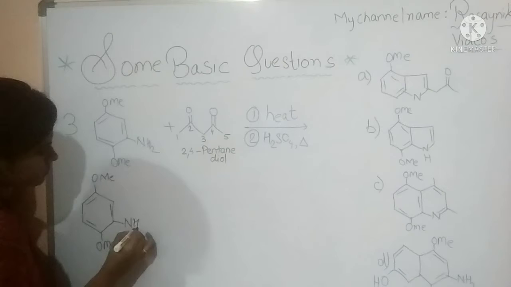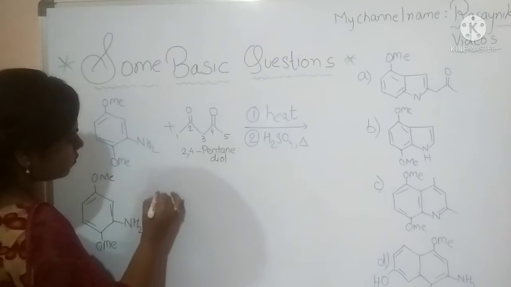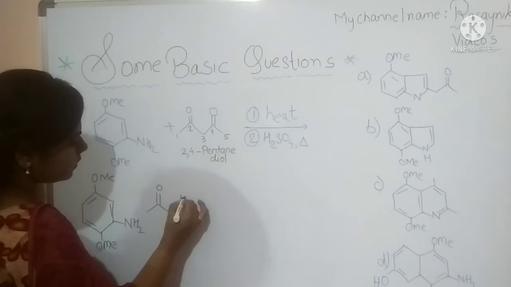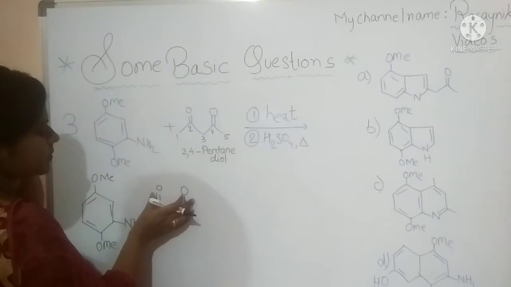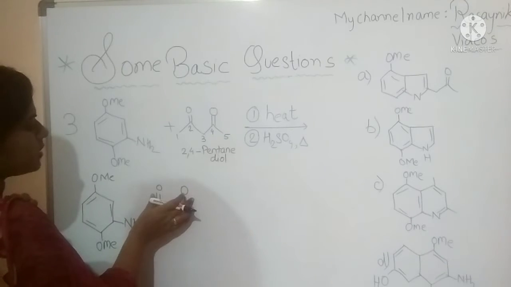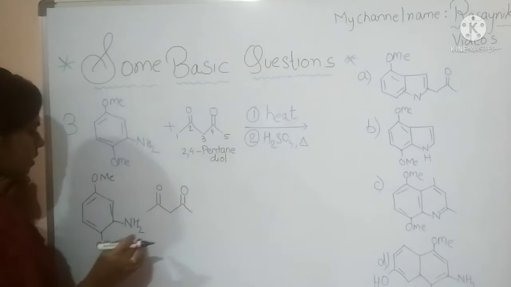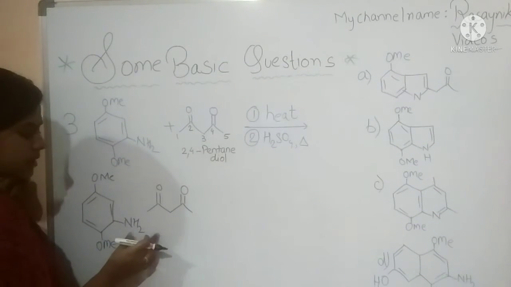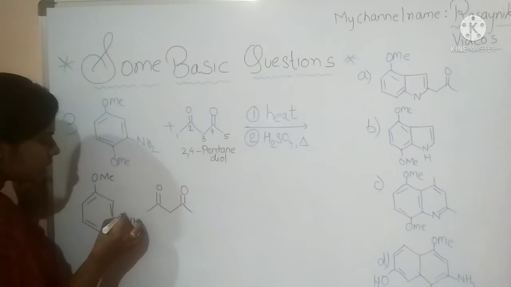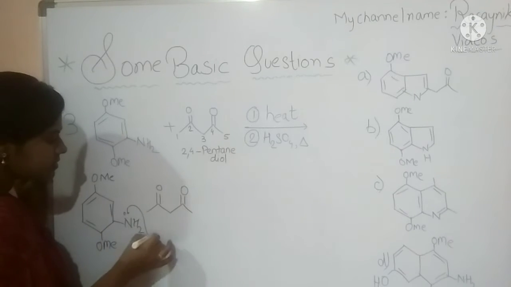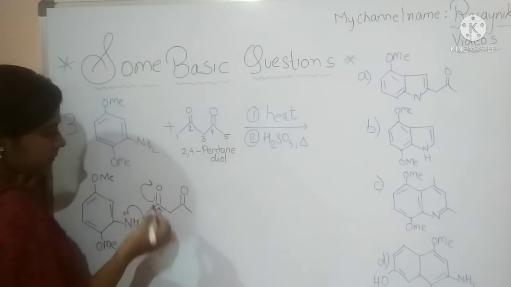NH2, and the reagent is our 2,4 pentane diol. Okay, diol. These two carbonyl carbons are present here. Therefore, the two diols are present. Okay. So now our first step is here nitrogen. Nitrogen is present, and this nitrogen contains the lone pair of electrons, and this will attack on carbonyl carbon, and this will get here. Okay.